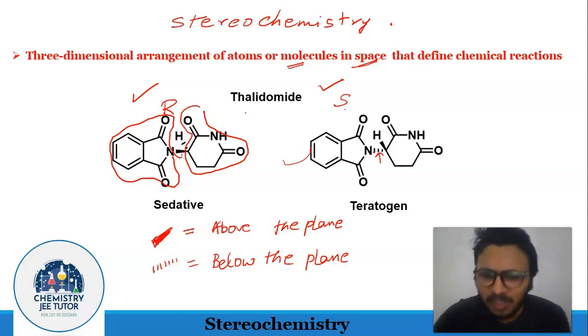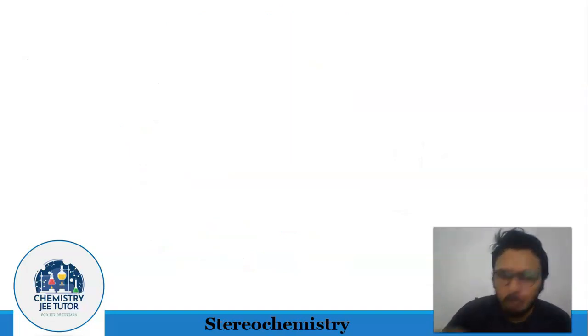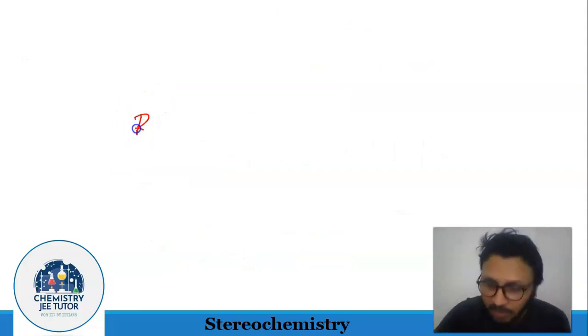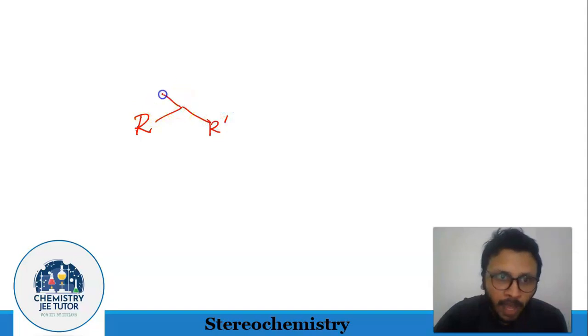Now what do I mean by above the plane and below the plane? This is a very difficult example to just visualize, so we see a very simple example. Suppose we have this molecule. This is R prime. We have one functional group above the plane, as I said, and one below the plane. Suppose this is an OH group and this is a cyano group. So what does this mean?